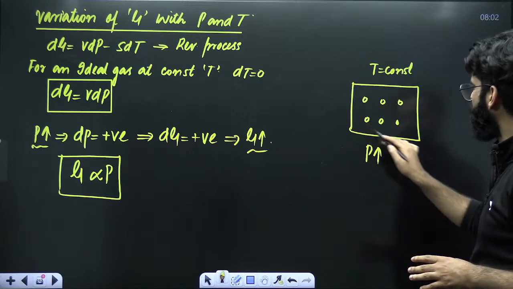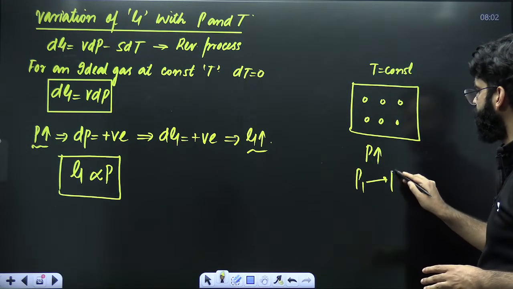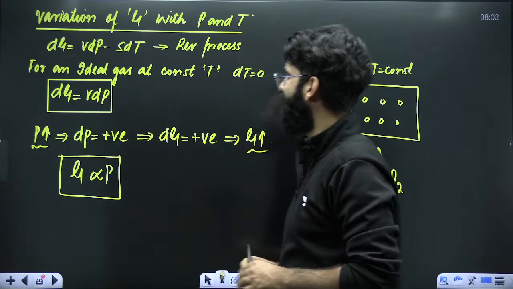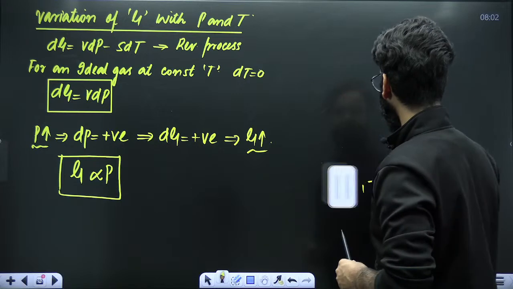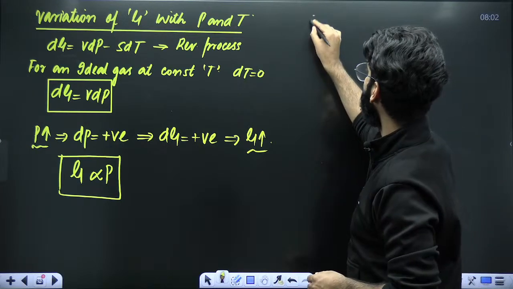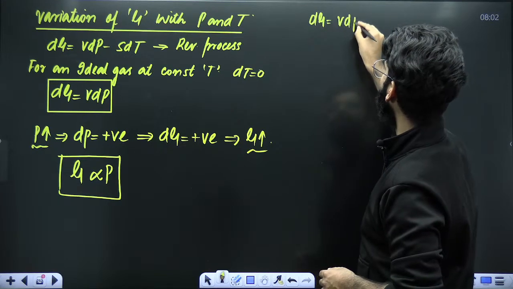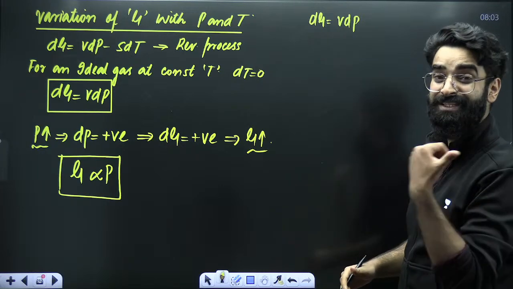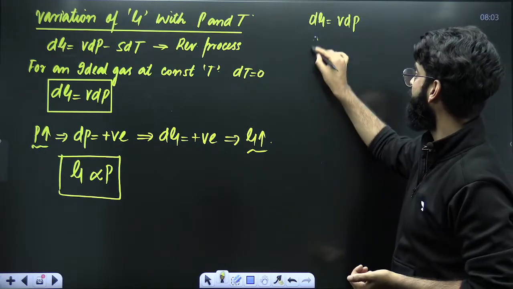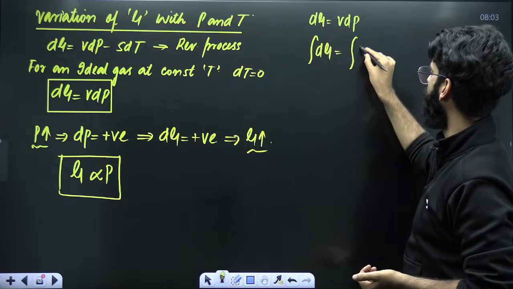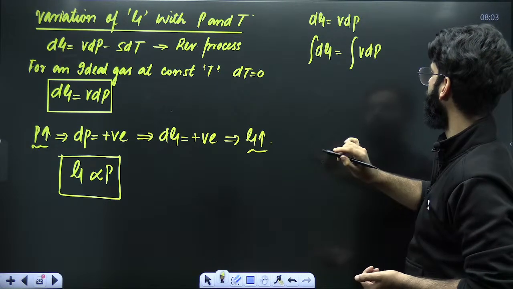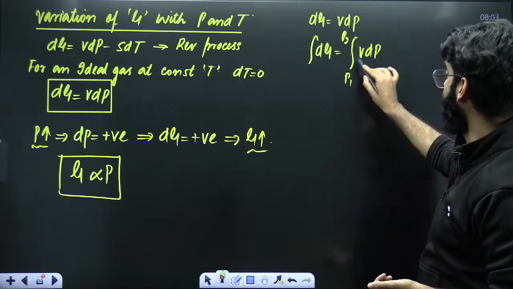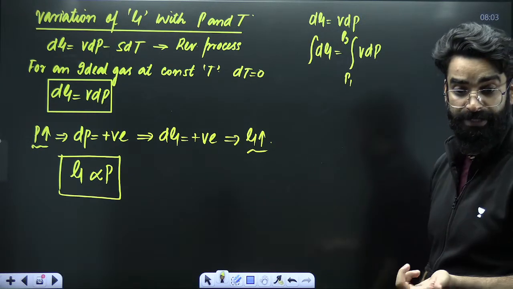For example, I'm changing the pressure of the gas from P1 to P2. Since we know dG is equal to VdP for the ideal gas which is kept at constant temperature. Now, what are we doing? We are changing the pressure of the ideal gas from P1 to P2. We need to see what is the total Gibbs free energy change. In order to calculate the total Gibbs free energy change, we'll be integrating from P1 to P2, with respect to pressure.